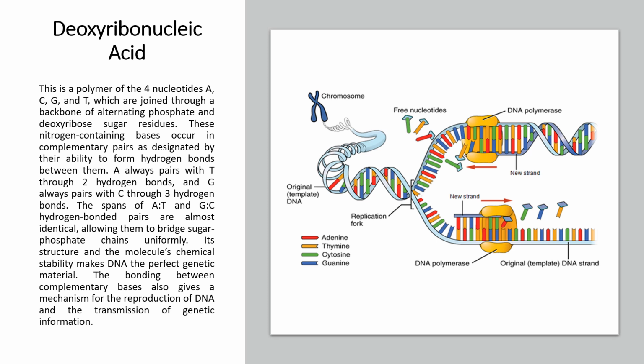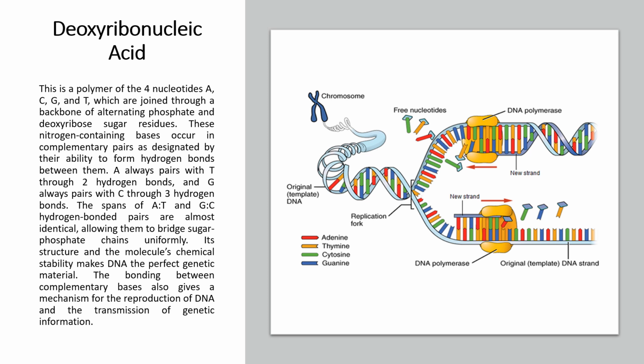Deoxyribonucleic acid. This is a polymer of the 4 nucleotides A, C, G, and T, which are joined through a backbone of alternating phosphate and deoxyribose sugar residues. These nitrogen-containing bases occur in complementary pairs as designated by their ability to form hydrogen bonds between them. A always pairs with T through 2 hydrogen bonds, and G always pairs with C through 3 hydrogen bonds.